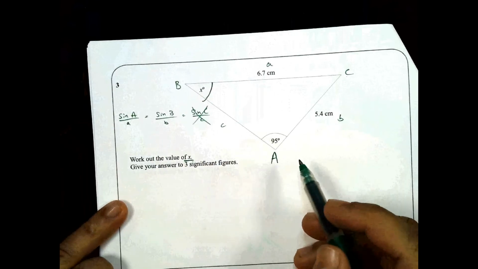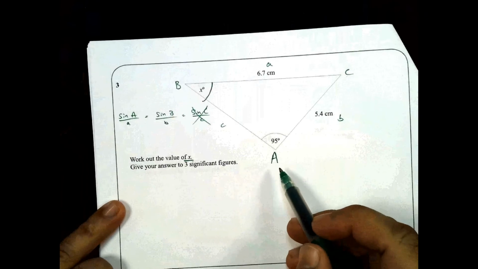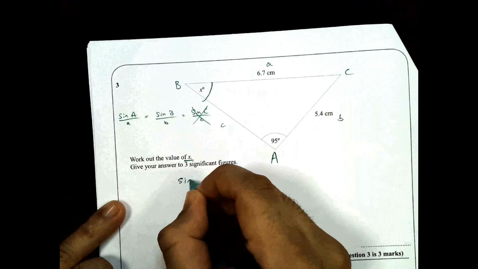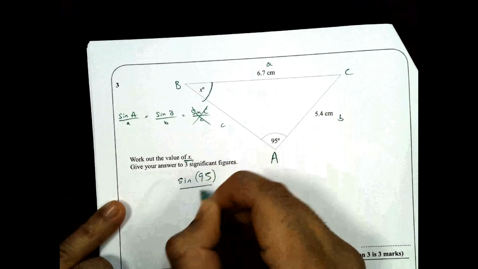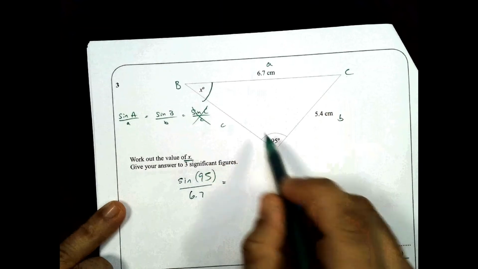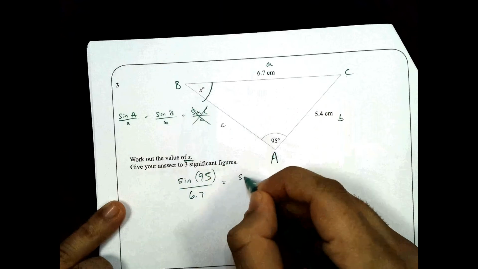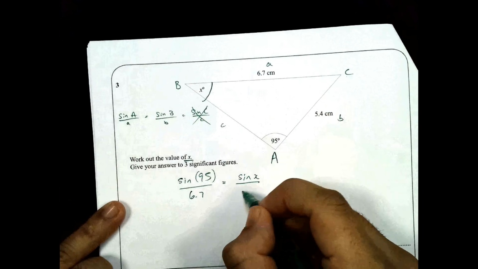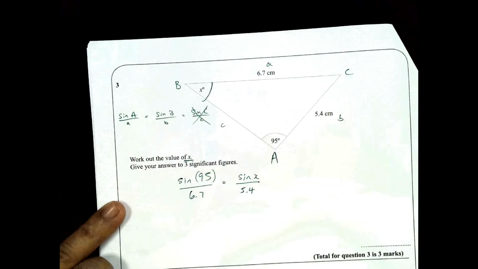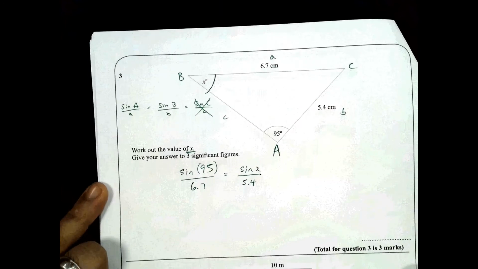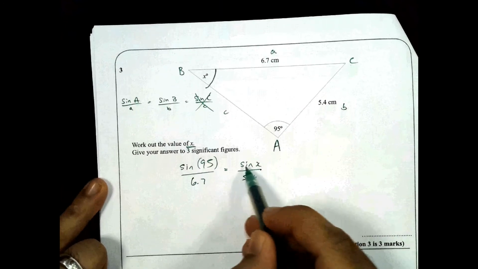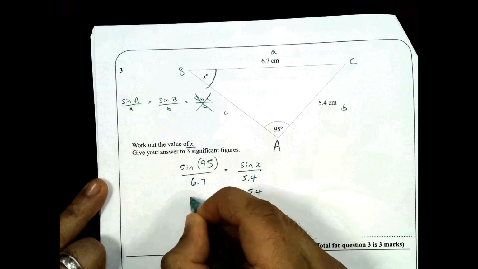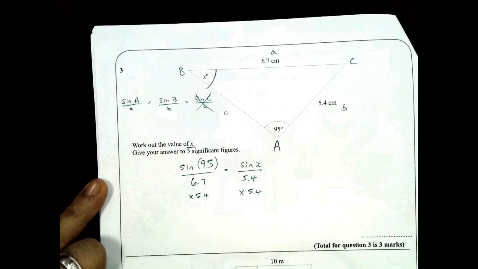So let's put in the bits that we know. Sine A, capital A, over A. So I'm writing this down then. Sine 95 divided by 6.7 is equal to sine B, which I don't know, so I'm going to call that x, sine x, over lowercase b, which is 5.4. Now, as I've explained before, when I'm trying to get sine x on its own, I have to multiply by this denominator. So I'm going to multiply by 5.4.